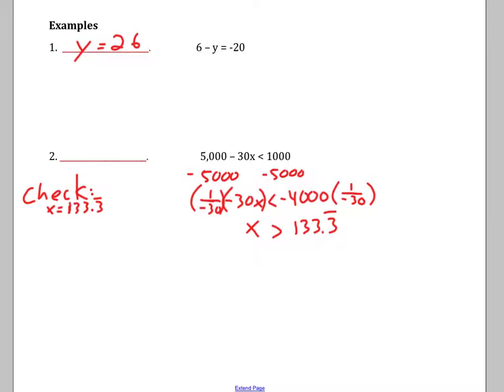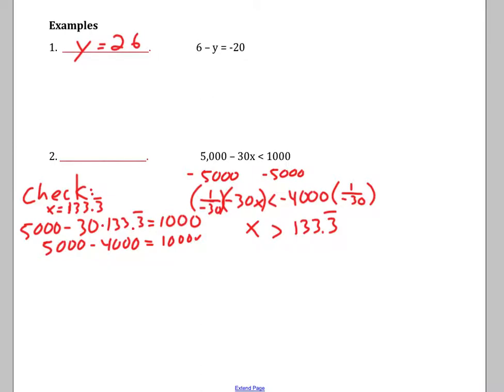That should make it true as an equation instead of an inequality. So we substitute: 5,000 minus 30 times 133.3 repeating should equal 1,000. 5,000 minus 4,000 is 1,000. Yes. So we know the 133.3 repeating is correct.